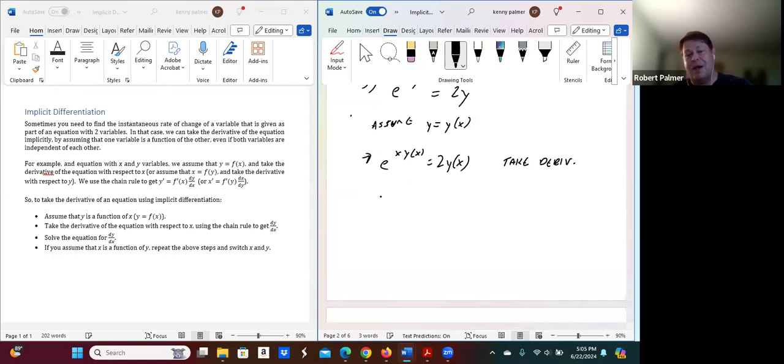Once again, this is the derivative with respect to x. I'm just writing that. So this is going to be the derivative with respect to x of both sides: e to the xy is equal to the derivative with respect to x of 2 times y of x.